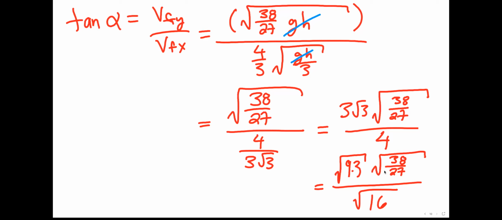Yeah, so the 9 times 3 is the same as 27. So this will cancel out with that. Oh, I see. And then we just end up with this equals square root of 38/16. And that basically just means alpha equals 57 degrees. All right. So that's what they got in the solution as well.